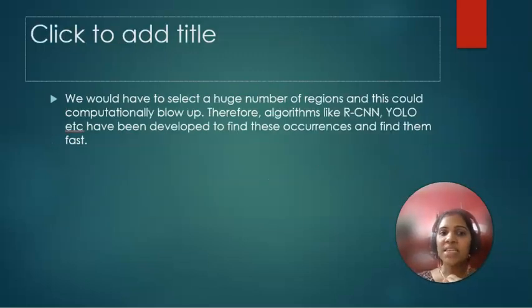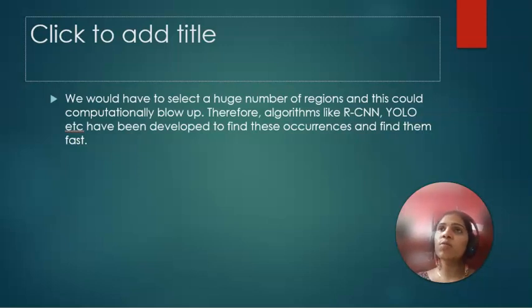So what would be the reason? We have to select a huge number of regions in an image, and then what do we need to do? If a huge number of regions are there, maybe one object may be cut off. Similar regions are there in those bounding boxes. Those similar regions we need to warp, or combine, and make a single region of interest. So with a huge number of regions, this could computationally blow up.